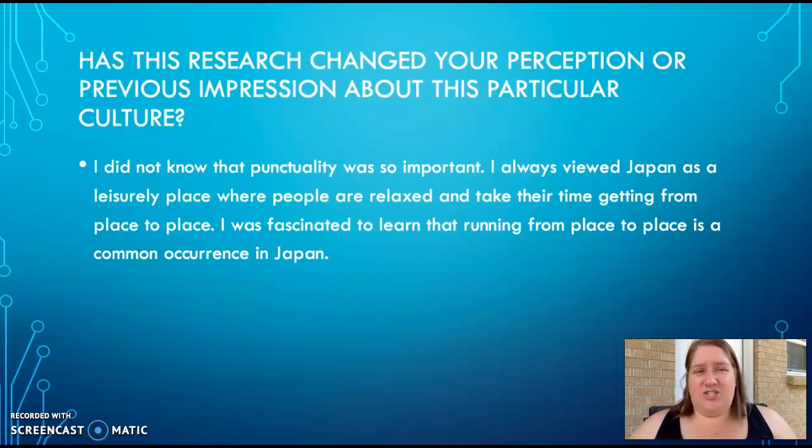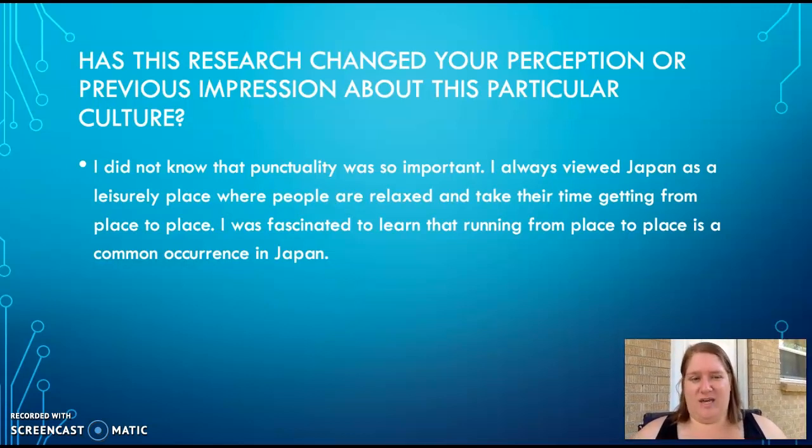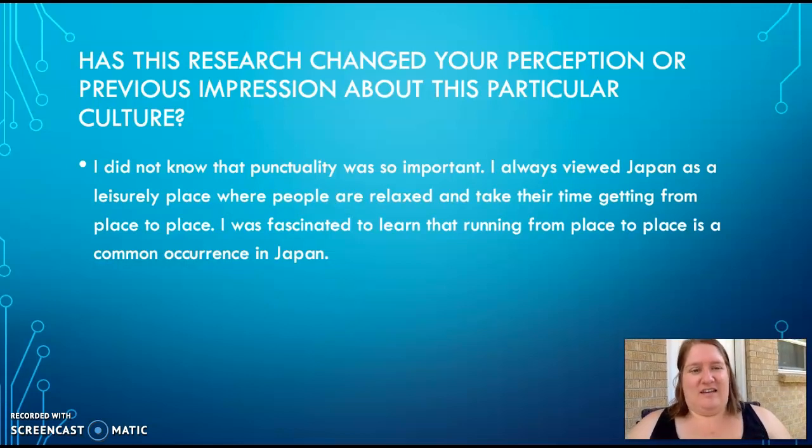Has this research changed your perception or previous impression about this particular culture? I didn't know that punctuality was so important in Japan, like I had mentioned earlier. I always thought that it was just really calm and relaxing. I think of yoga, just things that are very soothing, like meditation and yoga and stuff like that. That's how I always envisioned Japan. So I was fascinated to learn that running from place to place, not holding up trains, not holding up elevators was common there.